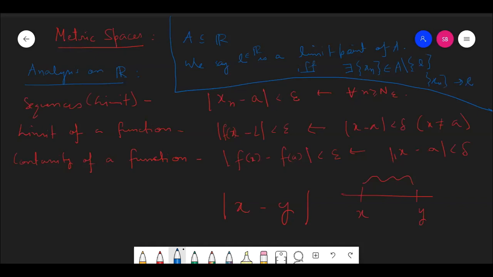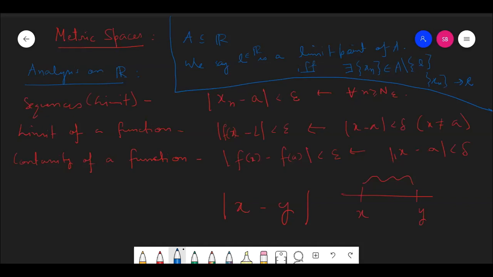So A should be a subset of R, and we call L a limit point of the subset A if there exists a sequence of real numbers in A, but none of them is equal to L, and that sequence is converging to L. In that case, we say that L is a limit point of the subset A.